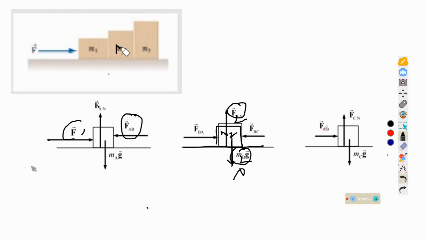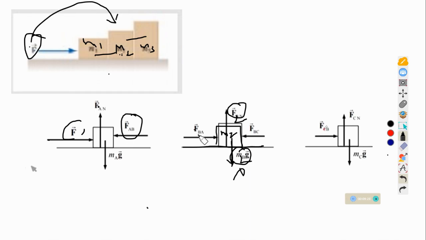And if you check this M2 block, this applied force F is not directly in contact with M2. So this applied force we cannot consider here. But this is under the influence of this contact force and this contact force. So contact force by M1 block and contact force by M3 block. Only in horizontal direction, only the contact forces are acting.